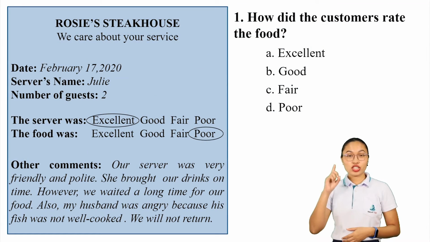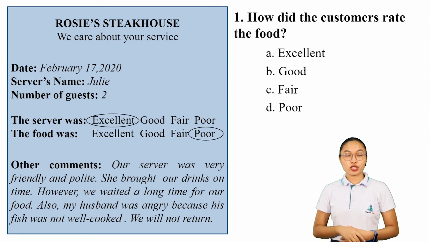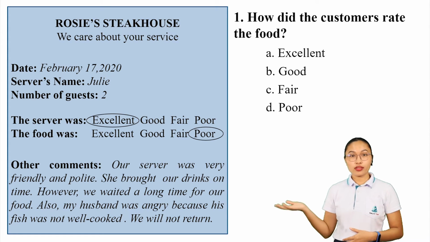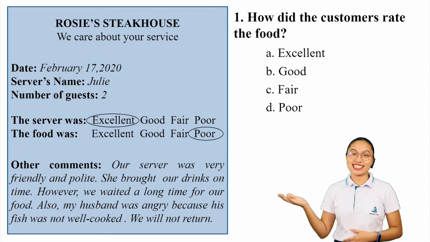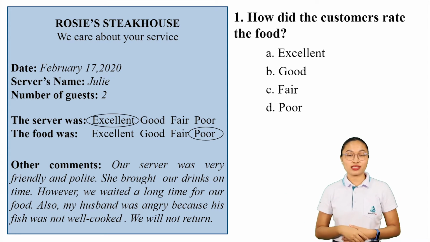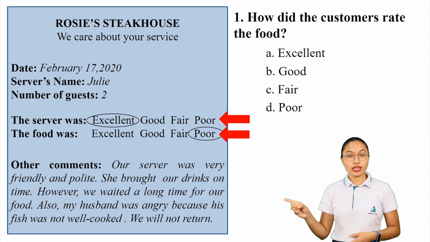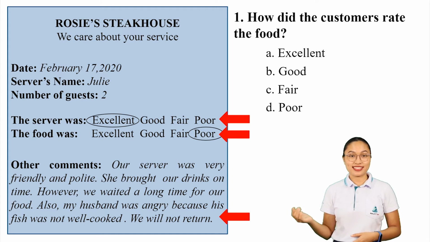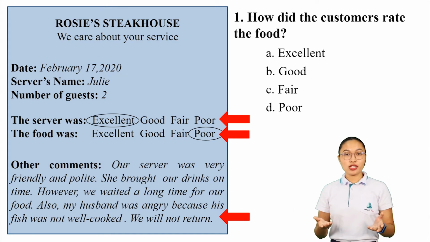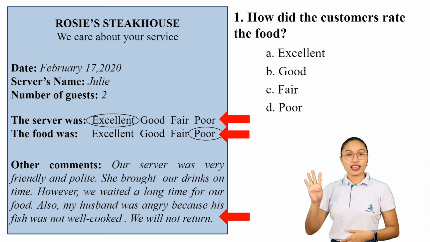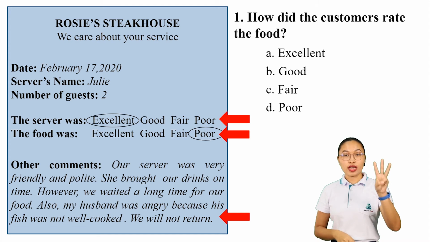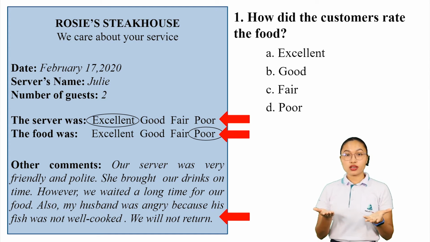Let's answer question number 1. How did the customers rate the food? Where can this form be found? Yes, this is a form found in a restaurant. Here, there are 3 things that the customers must fill in. First 2 for rating the server and the food, and the third one is for the other comments. But the question is asking about the rate of the food. There are 4 choices: excellent, good, fair, and poor. What was the customer's rating? It's letter D.